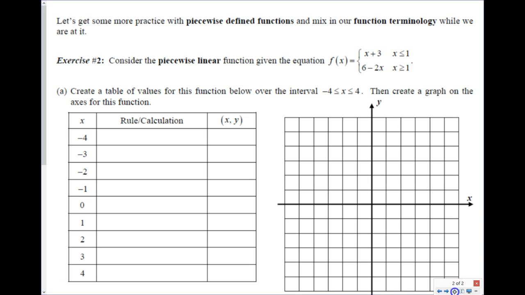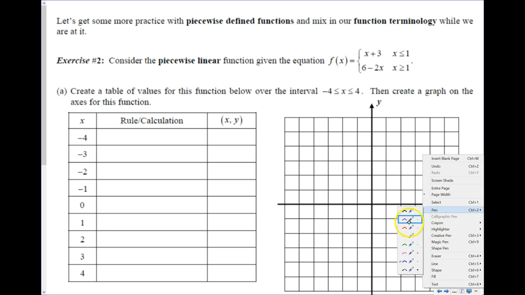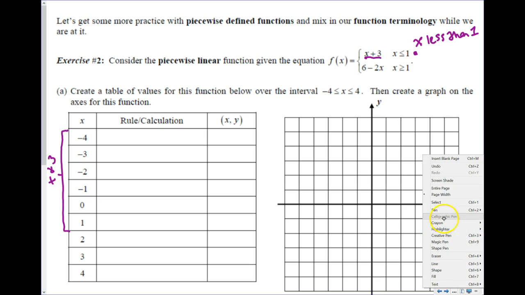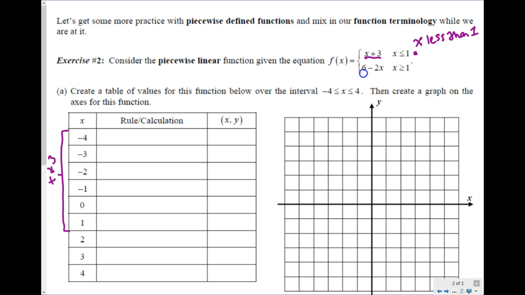So the first thing I'm going to do is I need to split up these two equations into my table. So I'm going to make this first one purple, and this says that x is less than or equal to 1. So I'm going to go to my table, and for all of these values here, I need to use the equation x plus 3. Okay? Because these are all my values where x is less than or equal to 1, and that's the equation x plus 3.